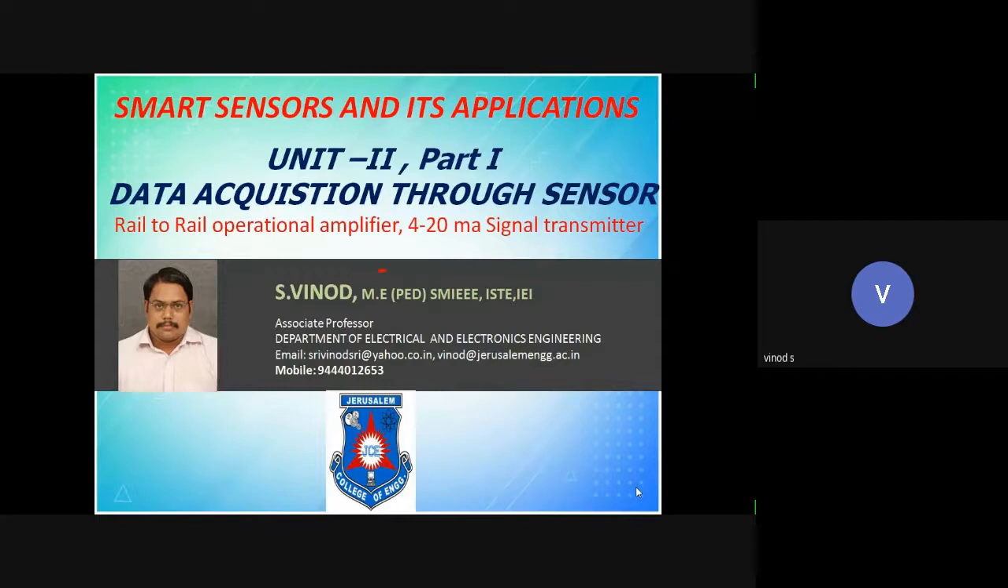So on unit number 2 of sensors and transducers and its application, that is data acquisition through sensors, we will try to see the features available in instrumentation amplifiers. There are two features we are going to see which are there in some types of instrumentation amplifiers. One is rail to rail operational amplifier, another one is 4 to 20 milliamps signal transmitter.